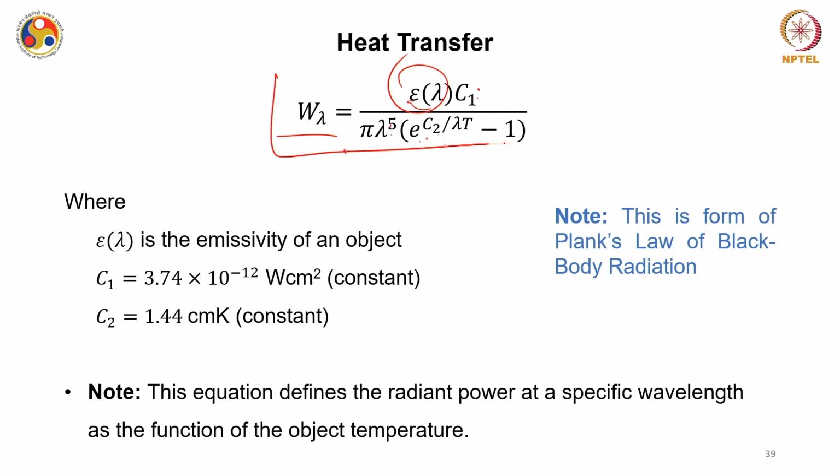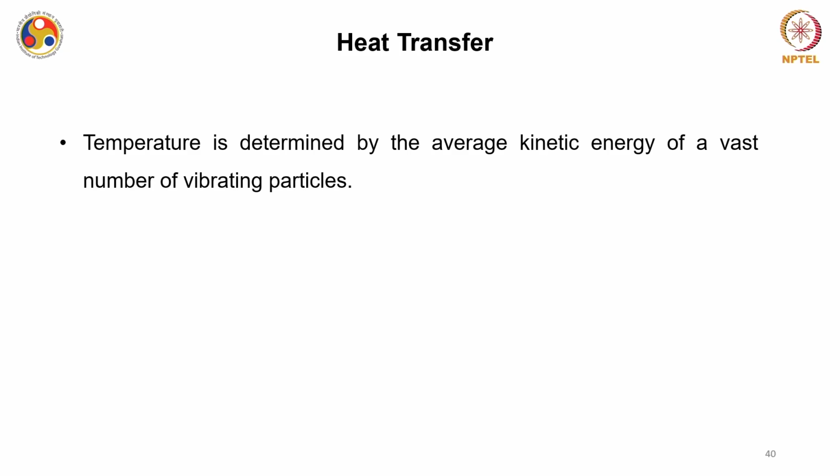This equation is very crucial, and this is a form of Planck's law of black body radiation. Now, C1 and C2 are constants, as you can see, and this is the emissivity of the object. So, this equation defines the radiant power at a specific wavelength lambda as a function of the object's temperature T. Now, temperature, we know, is determined by the average kinetic energy of a vast number of vibrating particles.